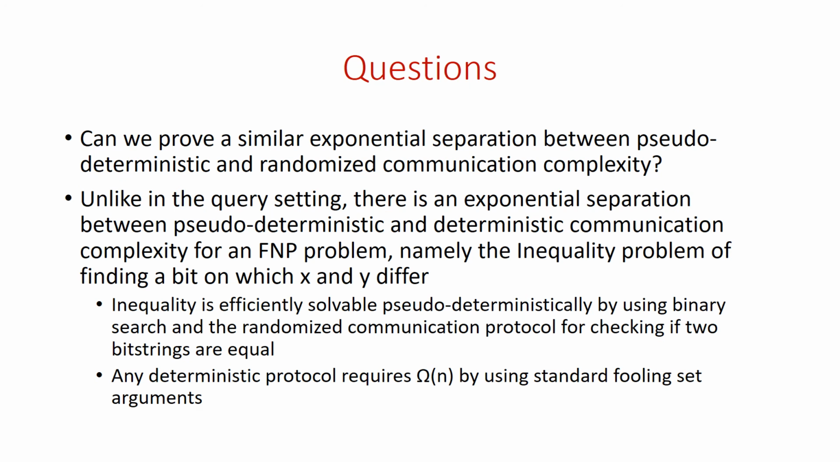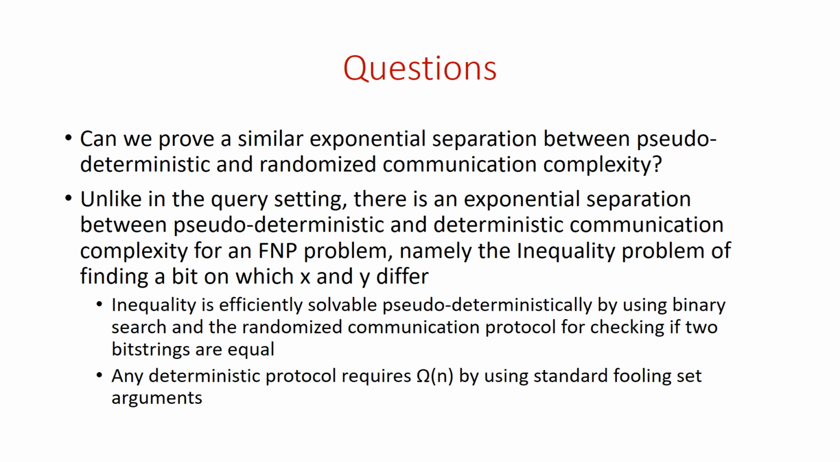You can solve this efficiently pseudo-deterministically by using binary search and the simple randomized communication protocol using hashing for checking if two bit strings are equal. So using a randomized protocol, you can find the first index in which these two strings differ. But it's easy to see using standard fooling set arguments that any deterministic protocol for solving the inequality problem requires omega n communication.